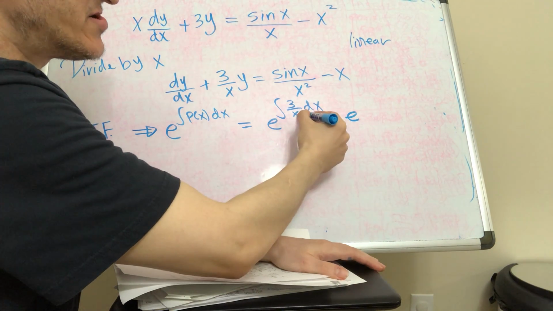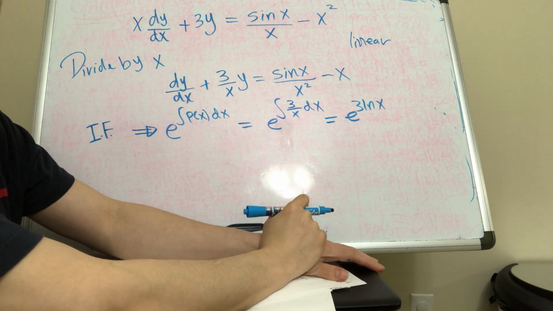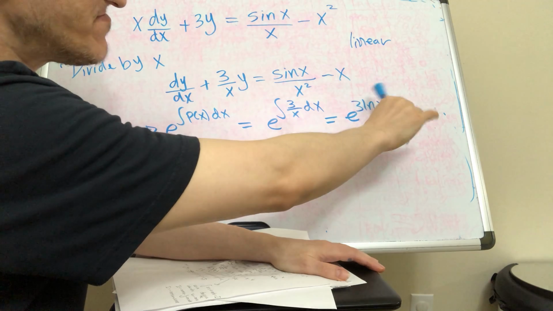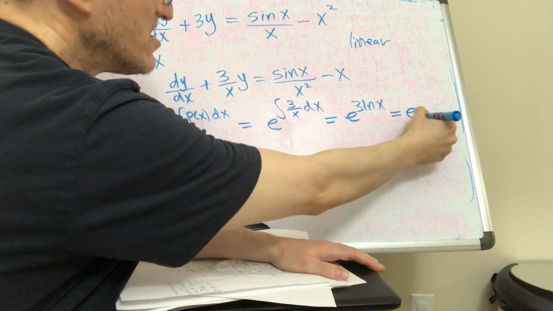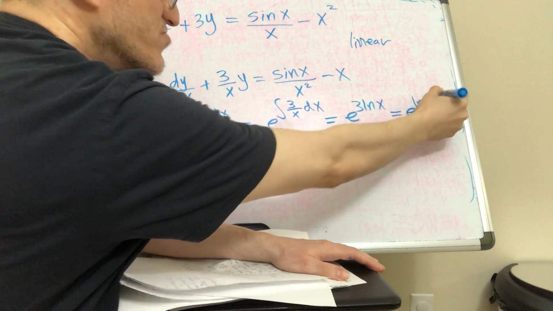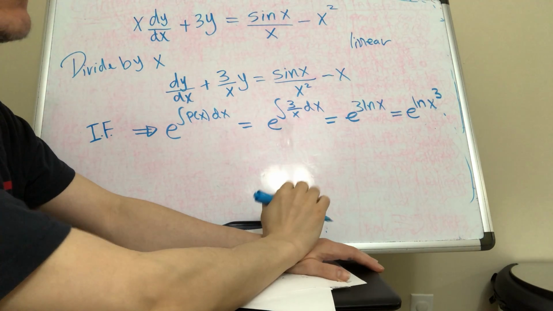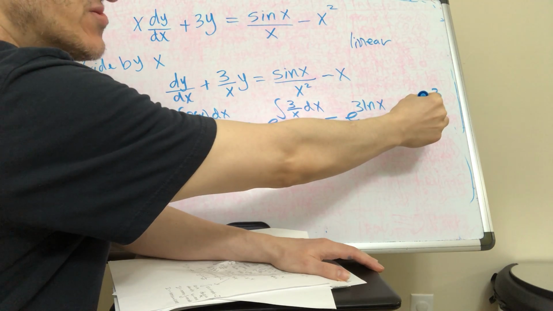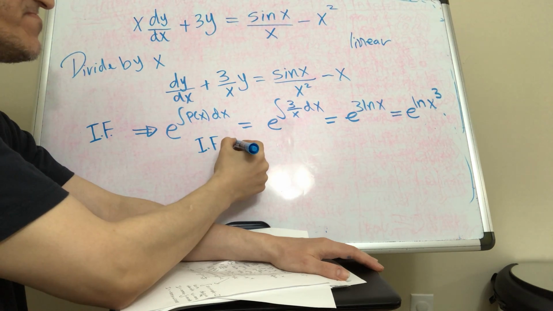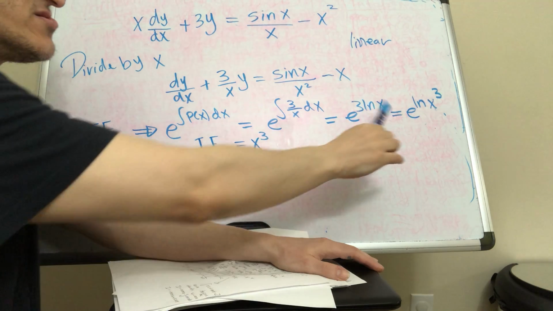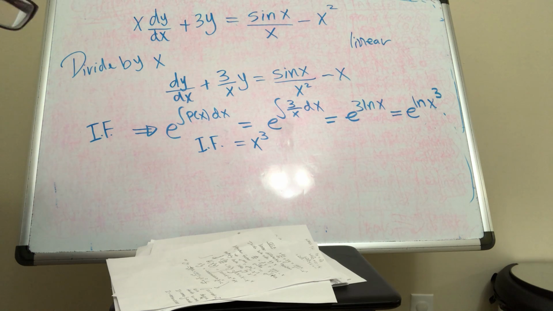The integral of 3 over x is 3 ln x. One of the features of ln is that you can bring the 3 up as an exponent and write it as ln x cubed. Now e to the power ln, they cancel each other, so your integration factor is x cubed.